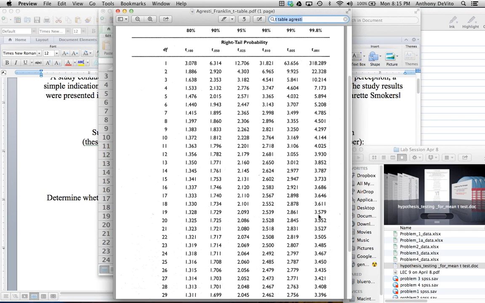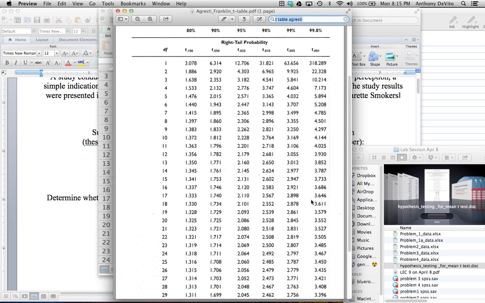If it's 3.6, I have 0.2% chance of being wrong, right? Or 0.002 if we look at it as a proportion. And it stops there. Unlike the Z table, it doesn't give me an exact p-value. It gives me a range.